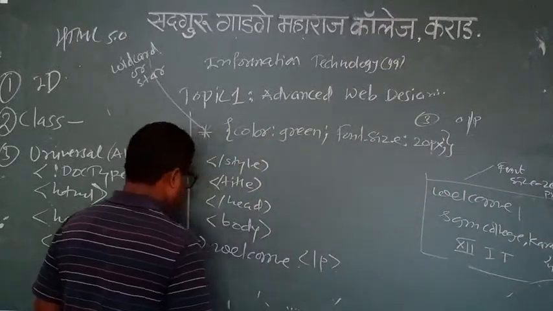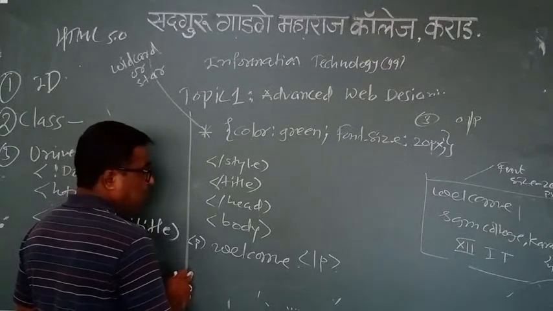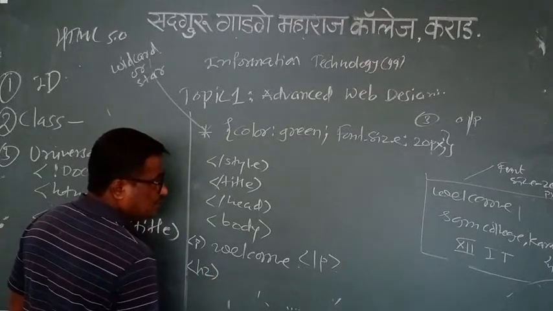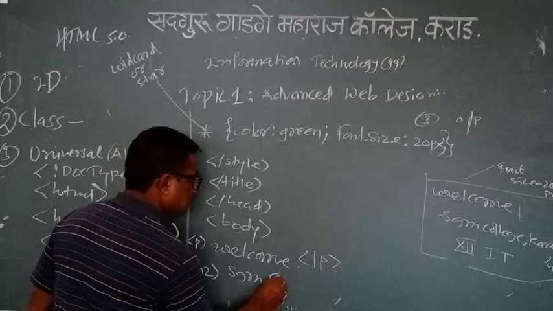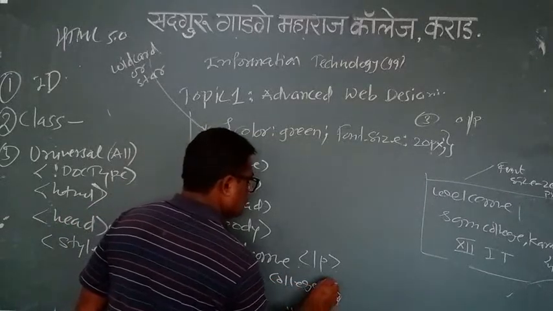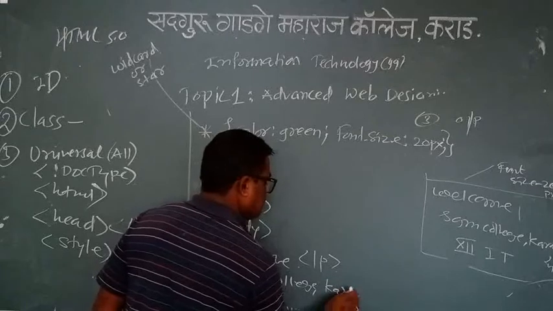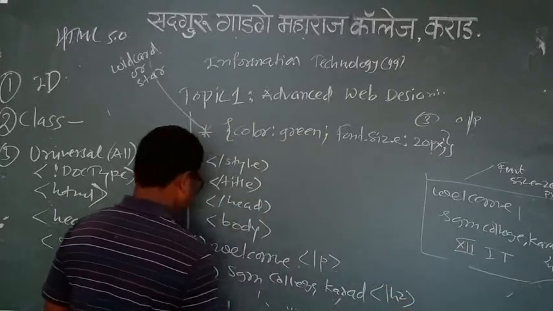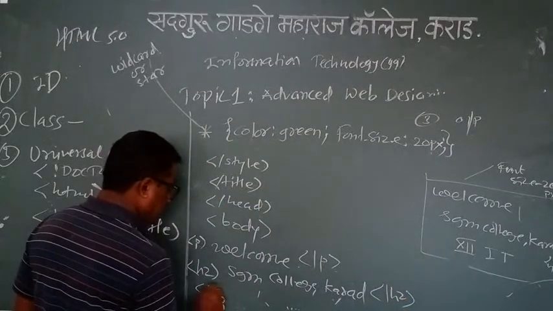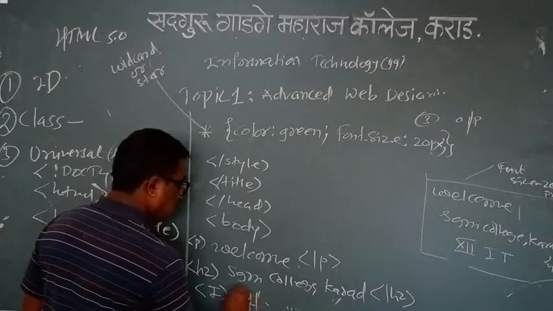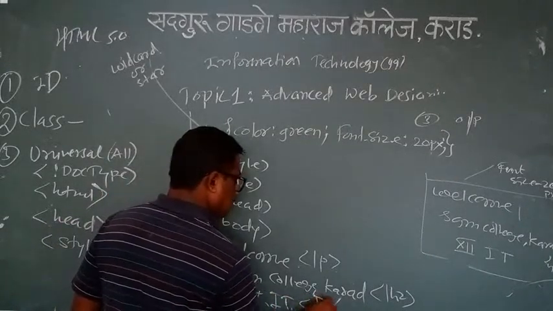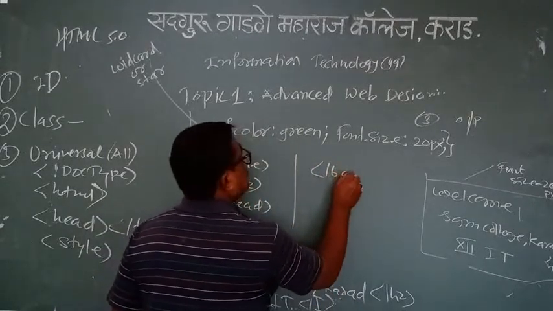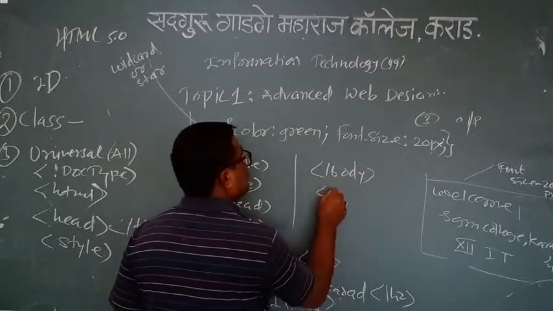Okay. For that purpose, we have to write here P tag for the welcome, H2 tag for the second text, for example Karad, close. Then I tag for 12th IT, I close. Body close. HTML close.